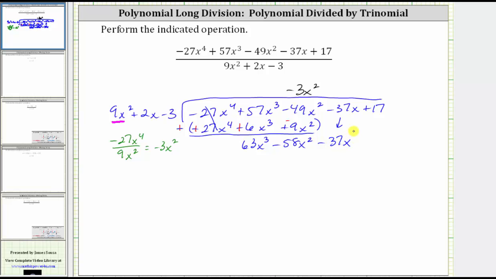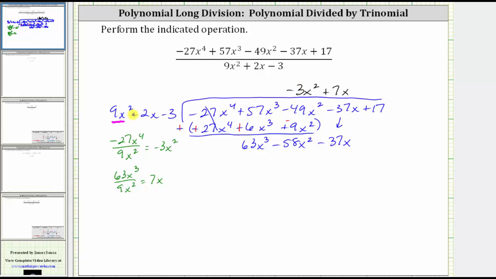And now we repeat the process, only looking at the first term in this polynomial, which is 63x cubed, and the first term of the divisor, and ask what times 9x squared equals 63x cubed, which is 7x, giving us plus 7x in the quotient. And again, if we need to, we can divide 63x cubed by 9x squared, which will give us 7x. Now we multiply 7x by the divisor.